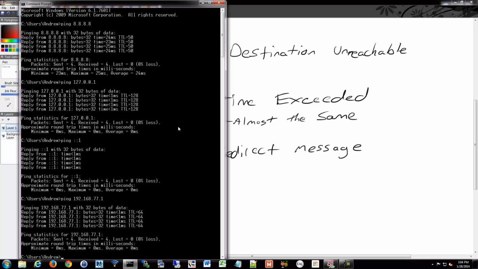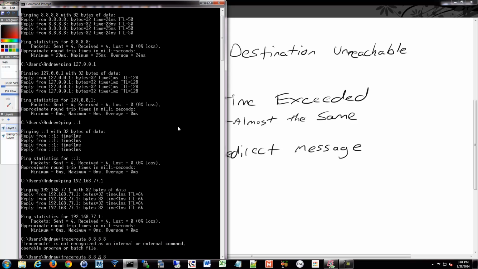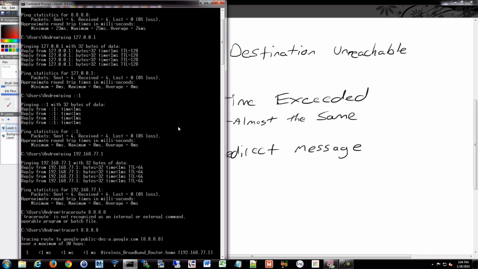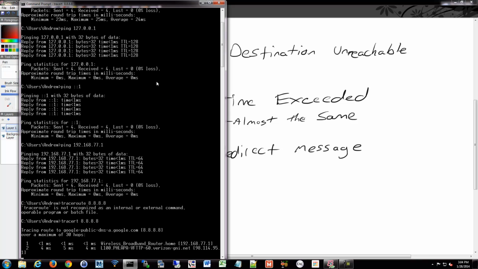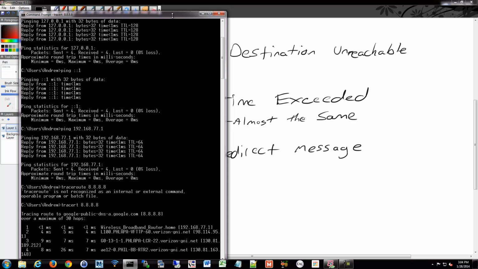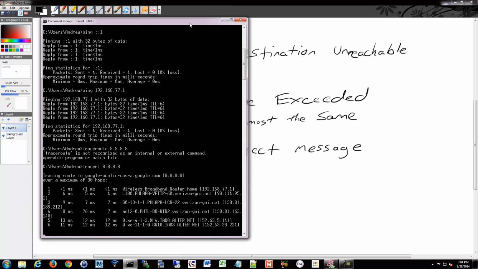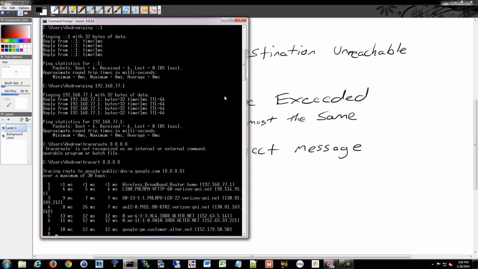Another function is traceroute. So we can traceroute an address. Oops, sorry, I was thinking Linux. In Windows it's tracert, in Linux it's traceroute. But what we can do is trace that address.